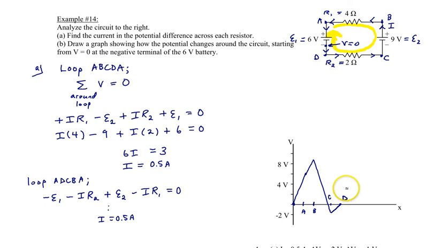And there's point D. So you'll see that I went up 6 volts first, and then I went up another 2 volts, and then I went down 9 volts, and then the last bit over the resistor we have a potential increase of 1 volt here. Okay, so that's the graph for example 14 and showing how we found the current for this circuit using Kirchhoff's loop rule.